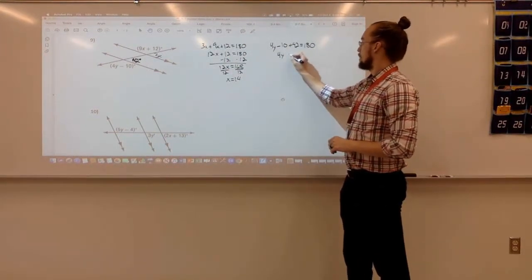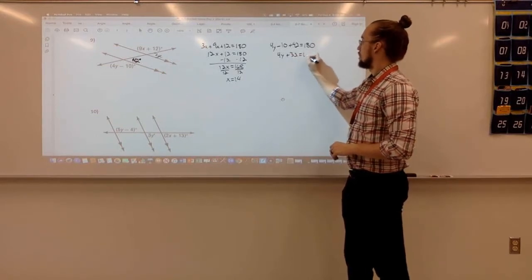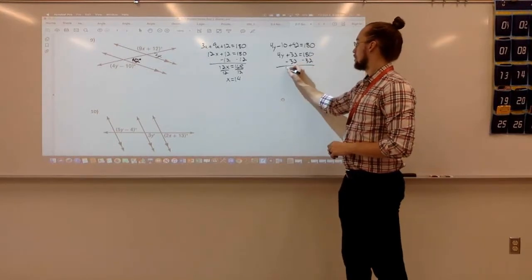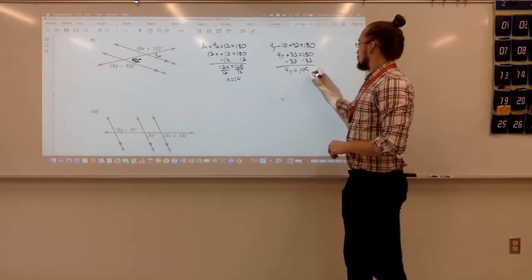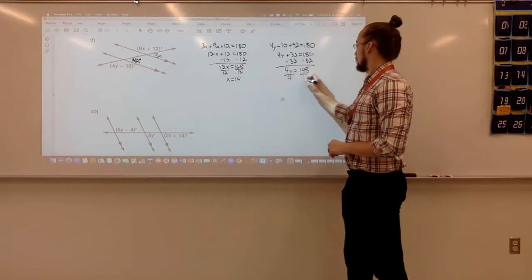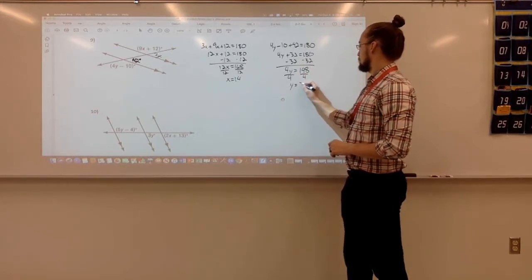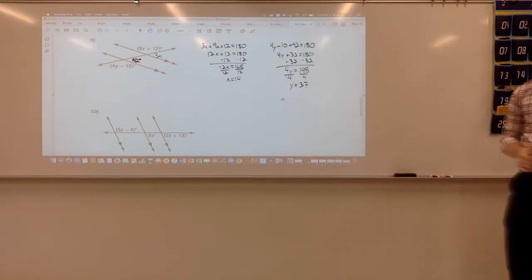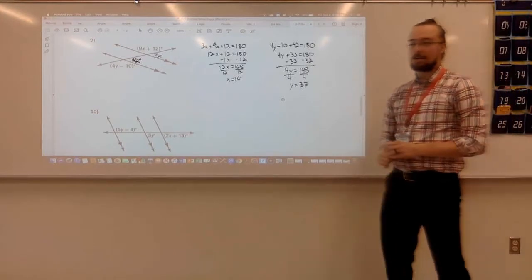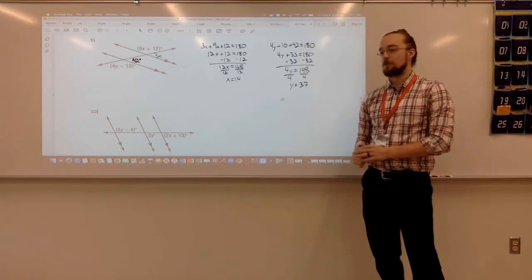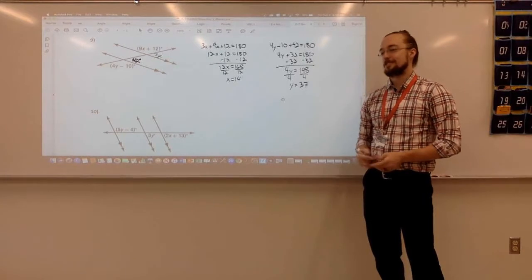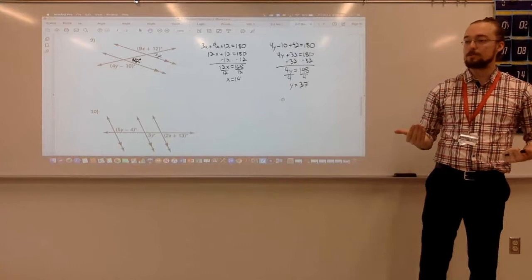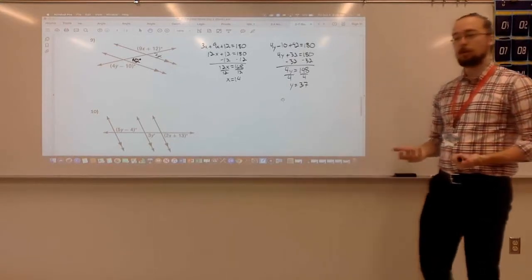So combine like terms. Subtract the 32 over. Divide by 4, and what is that? 37. 100 divided by 4 is 25. 48 divided by 4 is 12. 25 plus 12 is 37. That's how I do things in my head. You split it up into easier problems that you know, that you can do quickly in your head.